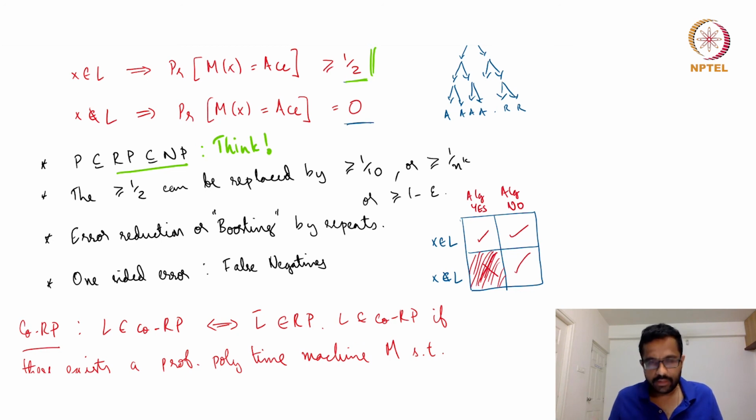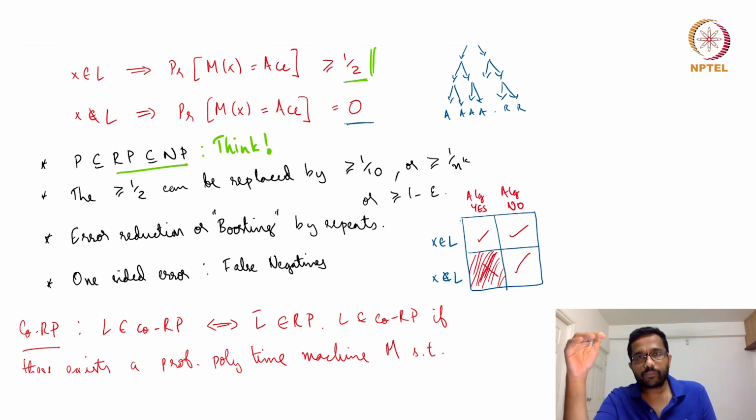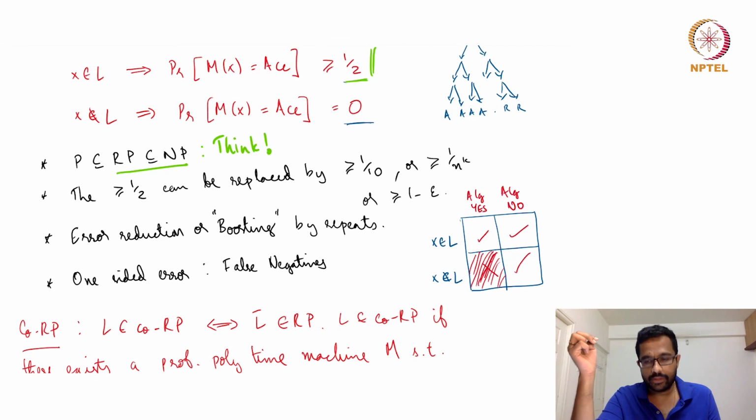So there are two ways to see this one-sided error. One is that whenever X is in the language, it accepts with probability at least half. Whenever X is not in the language, it gives the correct answer. If the formula was not satisfiable, it will never say it is satisfiable, because it's only false negatives.